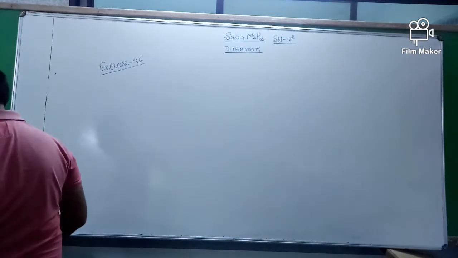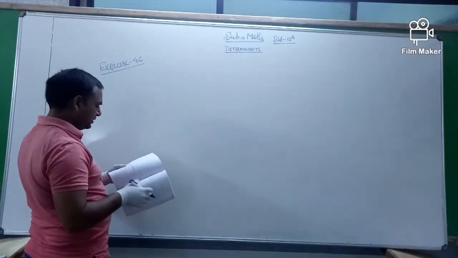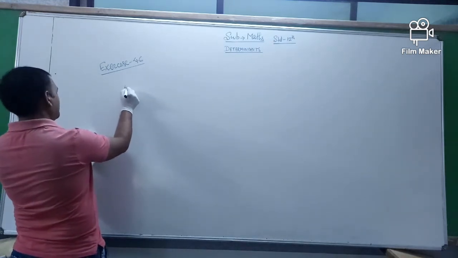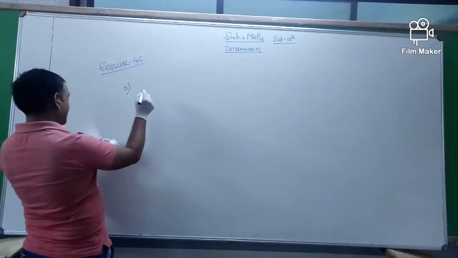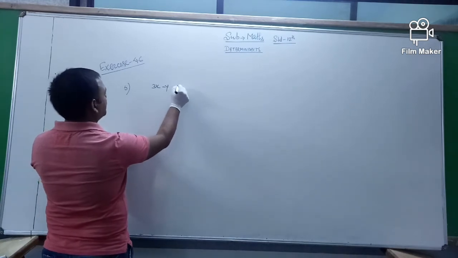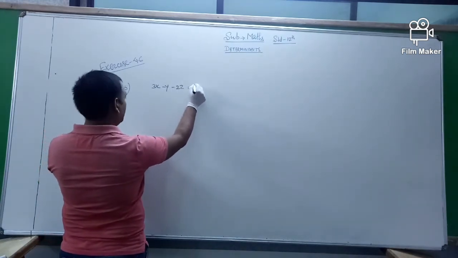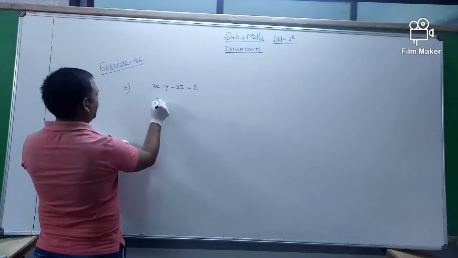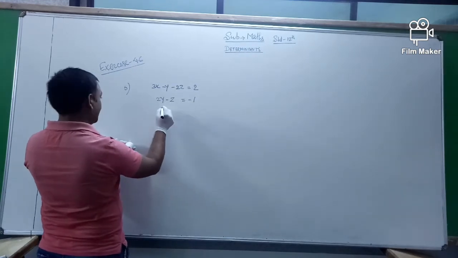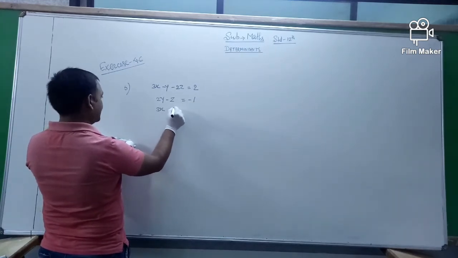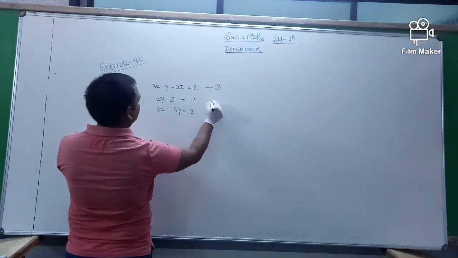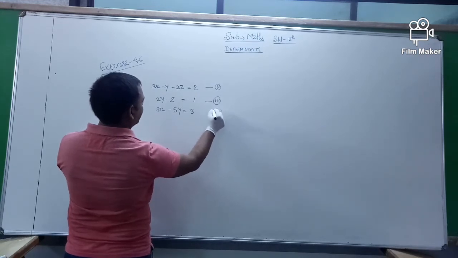Then the next question is question number 5. Here the equation is 3x minus y minus 2z equal to 2y minus z equal to minus 1, 3x minus 5y equal to 3. This is equation number first, this is equation number second, and that is equation number third.